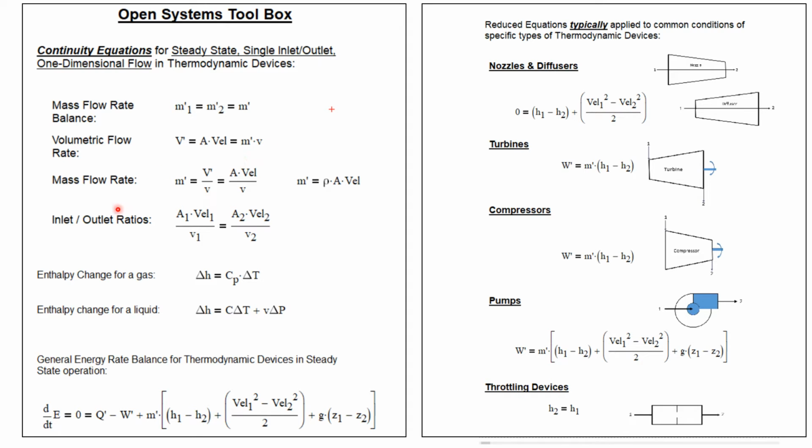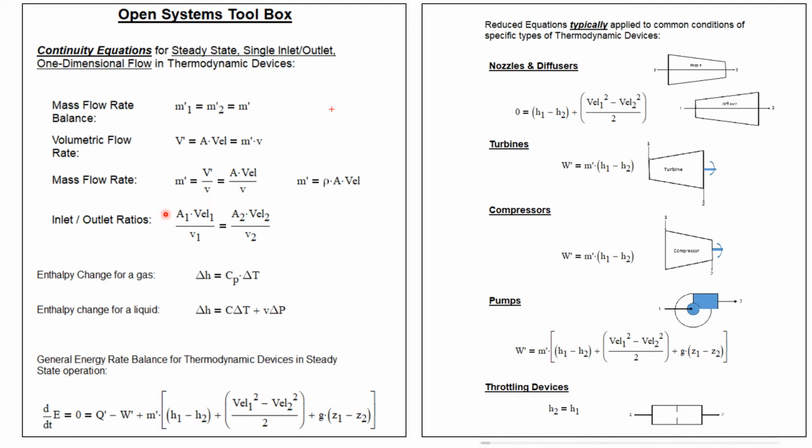Now, the remaining equations are just derived from the first two. We can say that the mass flow rate is the volumetric flow rate divided by its specific volume, and the volumetric flow rate is area times velocity. We can also write this as the mass flow rate is rho AV. Often rho is a more commonly used property than specific volume when you're in situations outside of thermodynamic analysis. We can also write an inlet-outlet ratio that AV over specific volume is a constant.